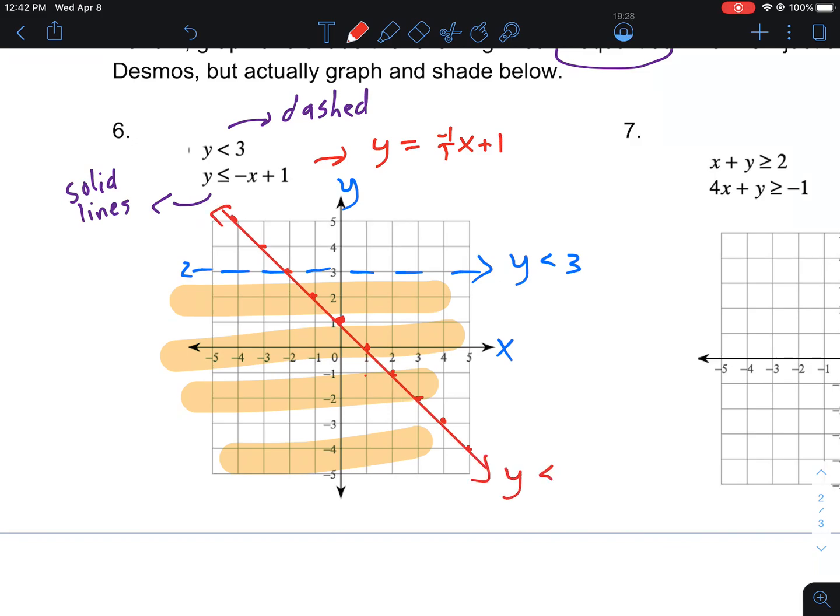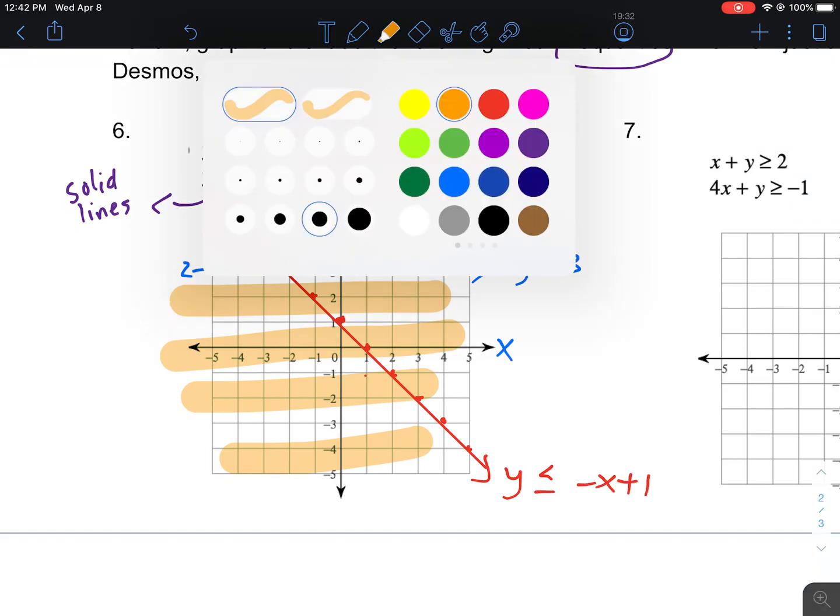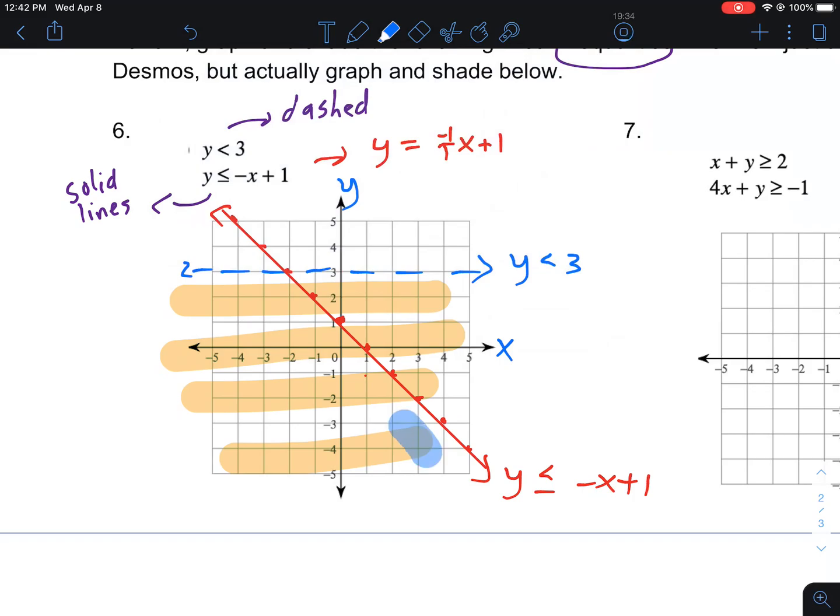Okay, y is less than or equal to that. And shading underneath there, you will be shading below the red line. And basically your answer, everybody, is where you see the two regions overlap. So in this problem, the two regions overlap sort of in the bottom left corner.